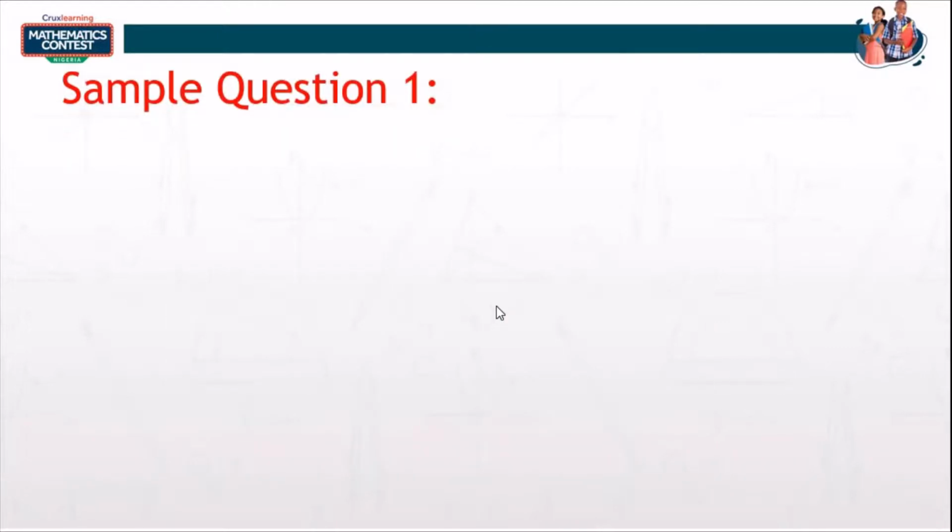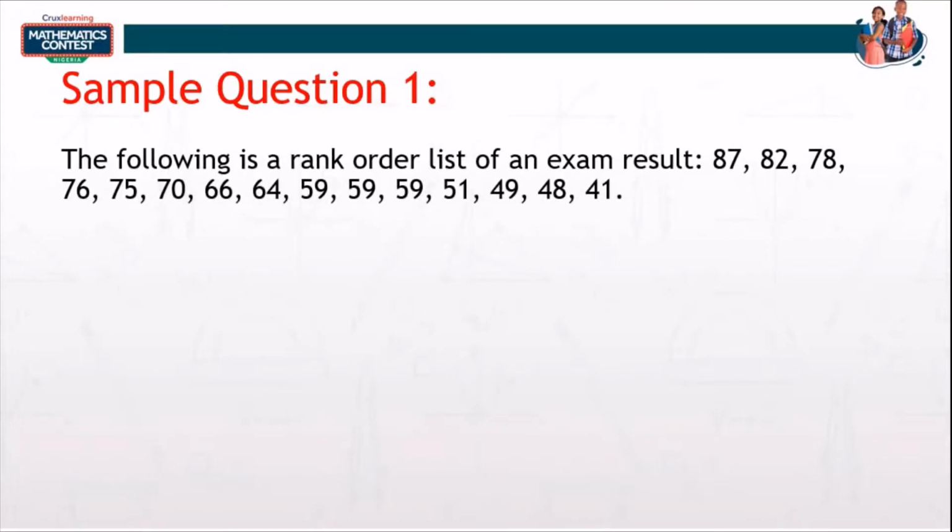All right, so here I have my sample questions. Okay, so let's start with sample question 1. The following is a rank order list of an exam result. Rank order means that these results, these values are already arranged in ascending or descending. Let's check, it is in descending order. Okay, it's already in descending order. That's rank order.